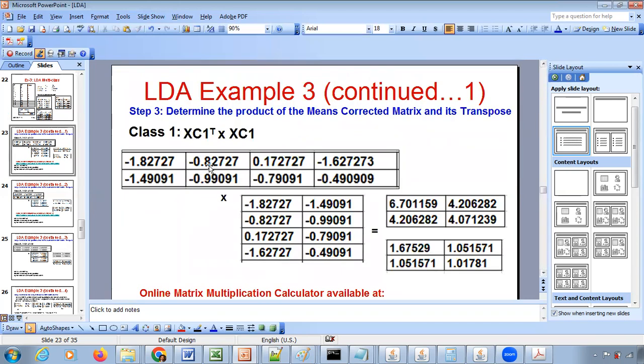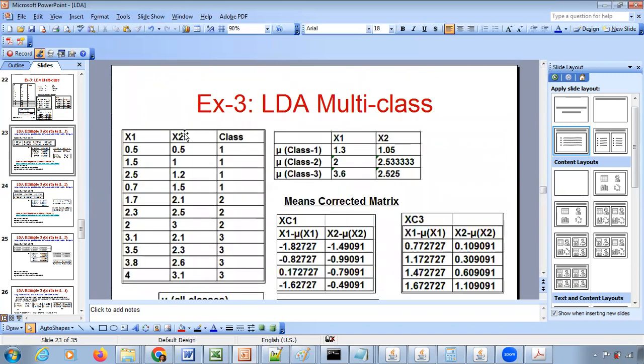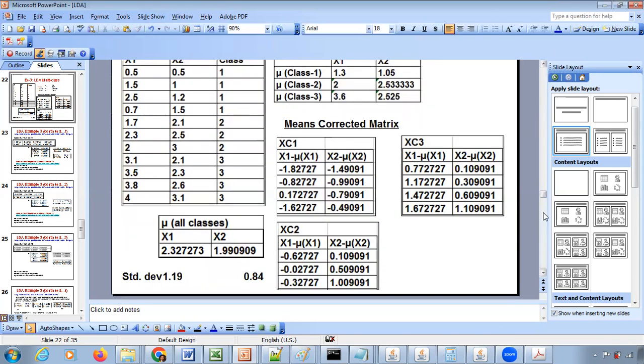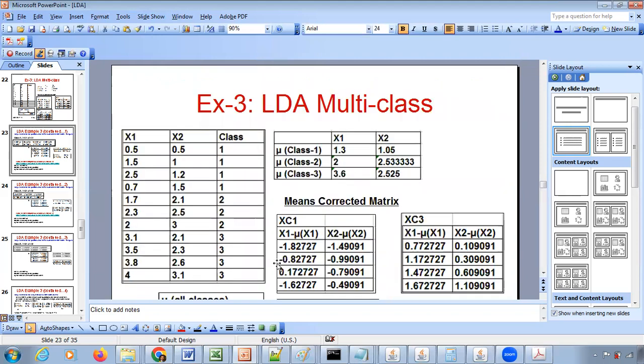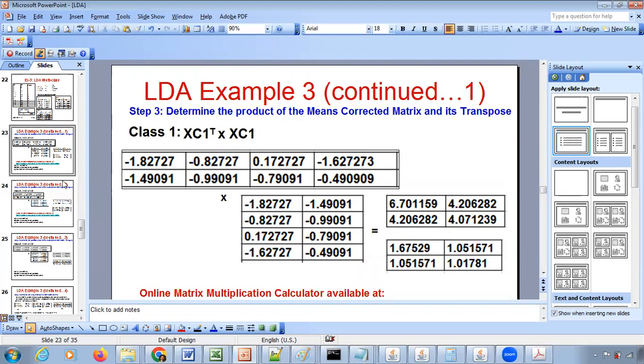So the second step, I count finding the means as the first step. After you find the means, you find the means corrected matrix. So finding the means corrected matrix is the second step. Now step 3 is to find this product, the XC1 transpose times XC1 for each class. So these are the 4 records for XC1, the means corrected matrix, and take the transpose first. Again, remember that you have to first take the transpose and then multiply by that actual matrix XC1. So do the multiplication, you get a 2 by 2 matrix here.